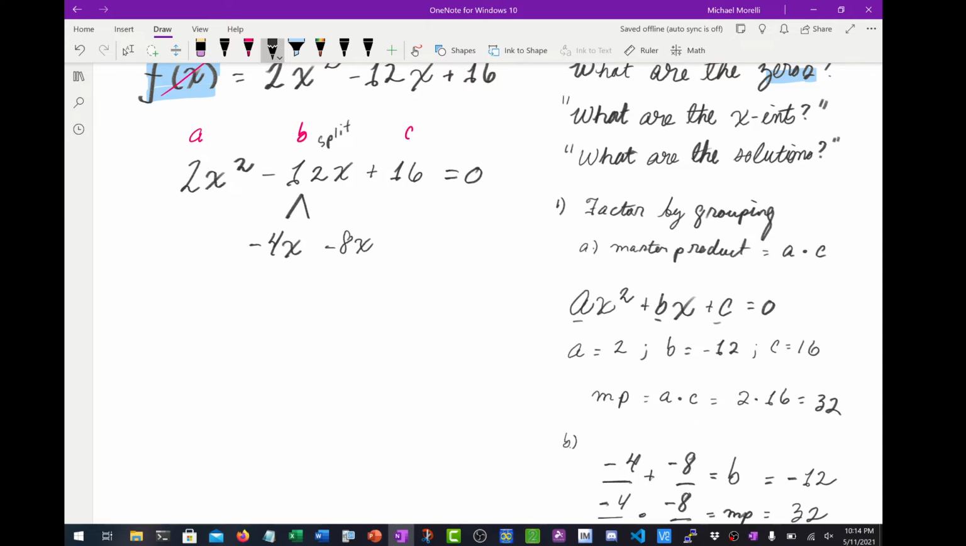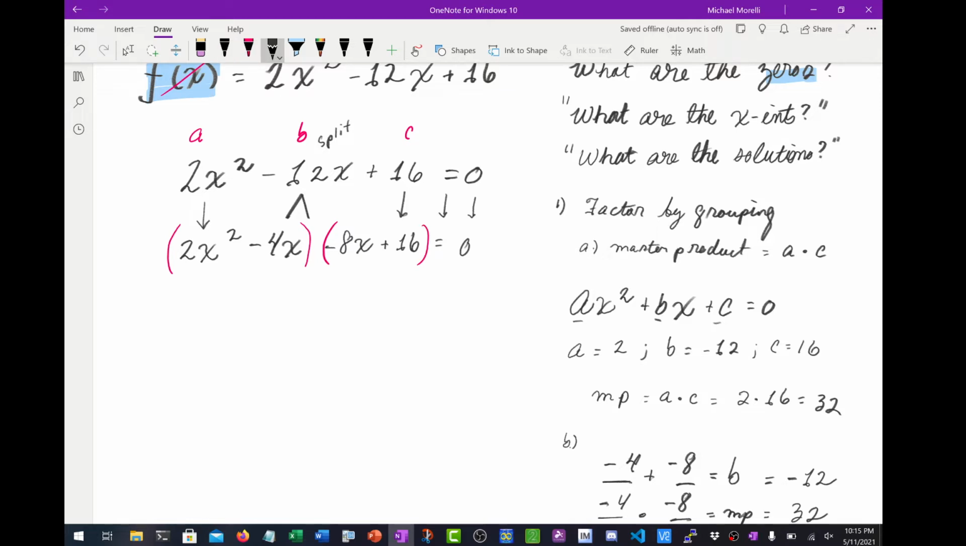Okay? And now I'm just going to bring down 2x squared and bring down plus 16. I'm going to bring down the equal sign. I'm going to bring down the 0. Okay? So you see we've got this now. Now we're going to group. So we're going to group the first two terms and group the second two terms.